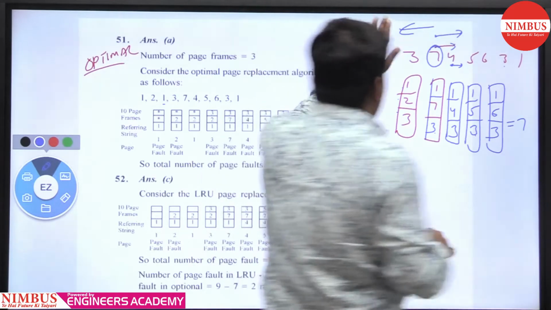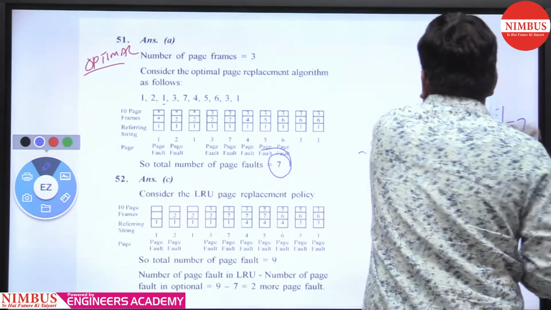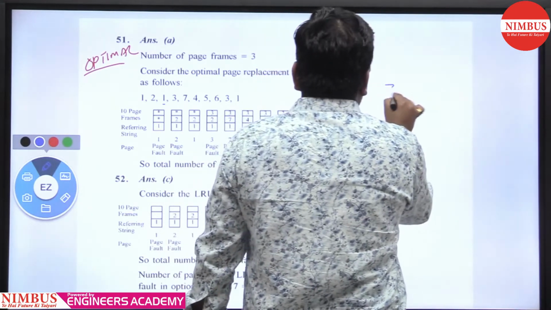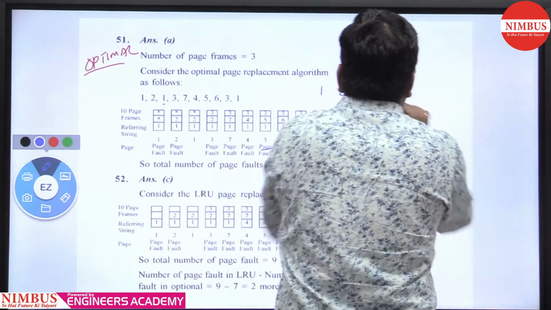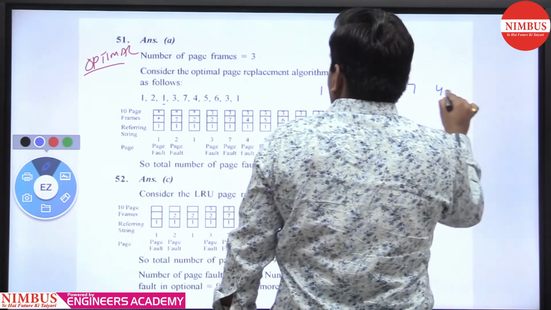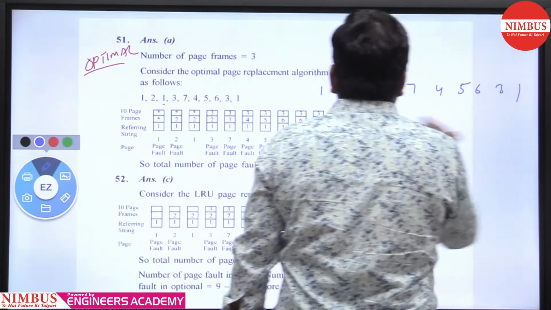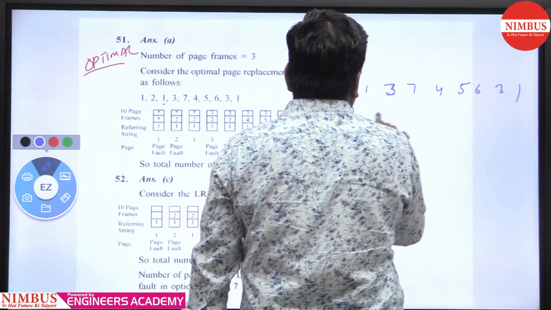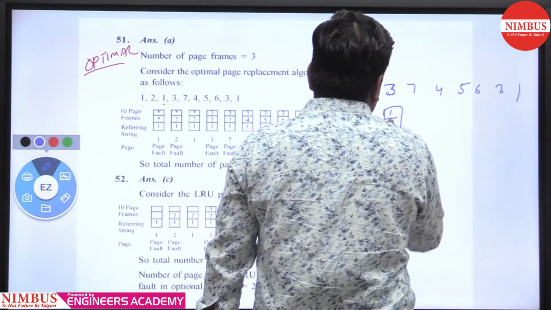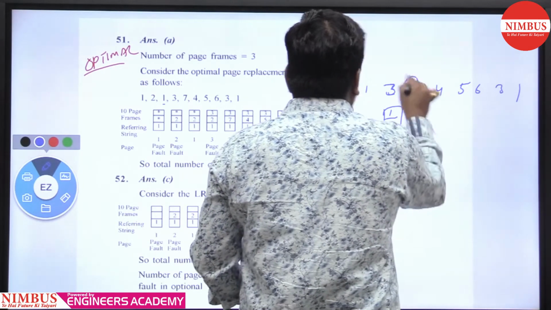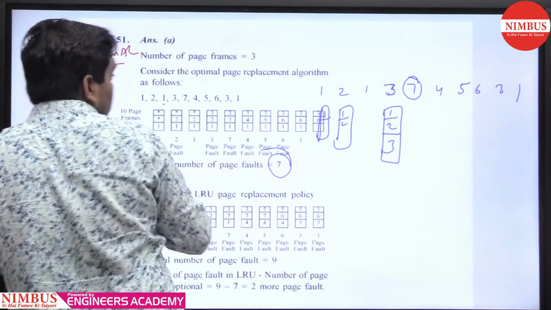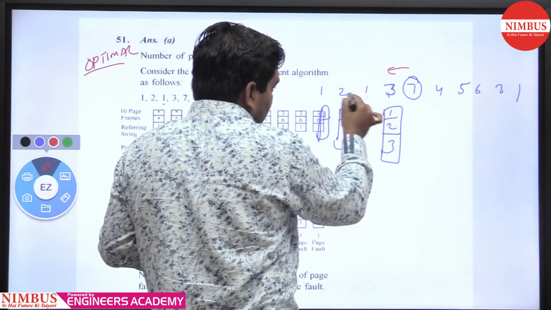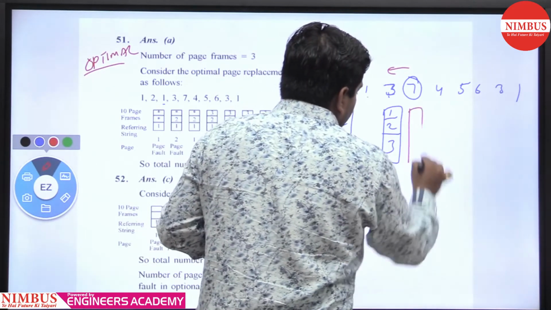And now let me talk to you about LRU. 1 2 1 3 7 4 5 6 3 1. First page fault 1, second 1 2, and this one is third 1 2 3. Whenever the page fault came on 7, what do we have to do? We'll see the reverse direction, which is least recently used. First 3 comes, then 1, then 2. So we replace 2.